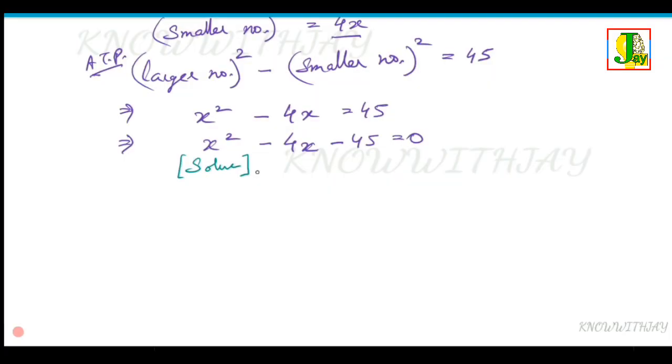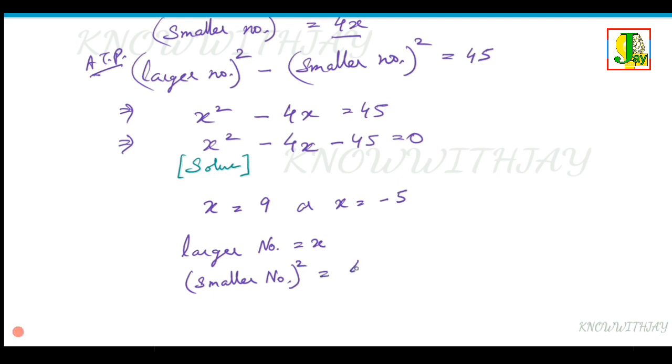We get x equals 9 or x equals minus 5. Now what is x? x is our larger number. So larger number is x. What is our smaller number? Smaller number square is 4x.